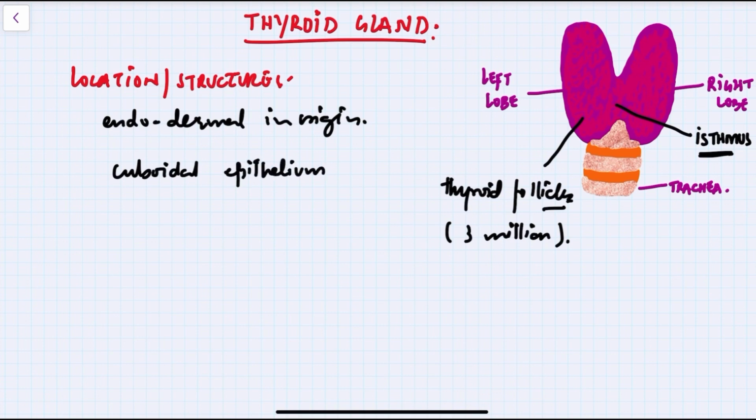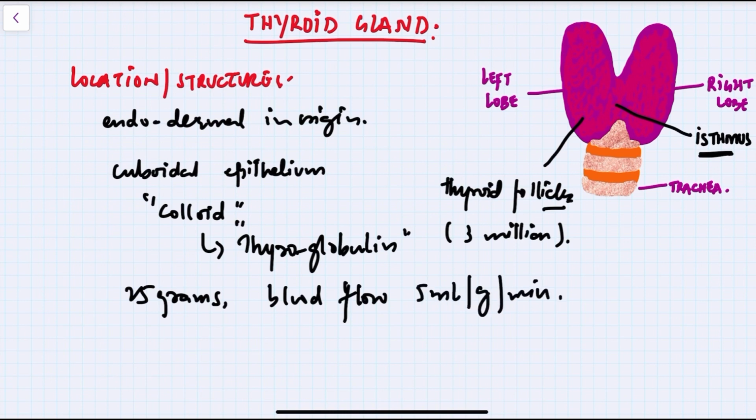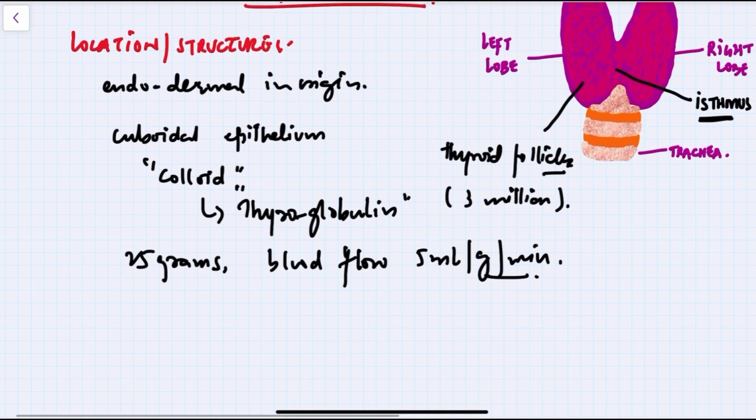This cuboidal epithelium, which contains these thyroid follicles, contains a fluid which we call colloid. And this colloid contains thyroglobulin, which leads to the formation of the hormones from the thyroid gland. The thyroid gland weighs about 25 grams in an average adult, and it has a blood flow of about 5 mils per gram per minute. So this is about the location and the structure of the thyroid gland.